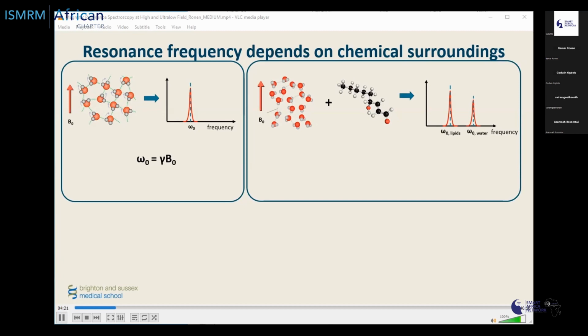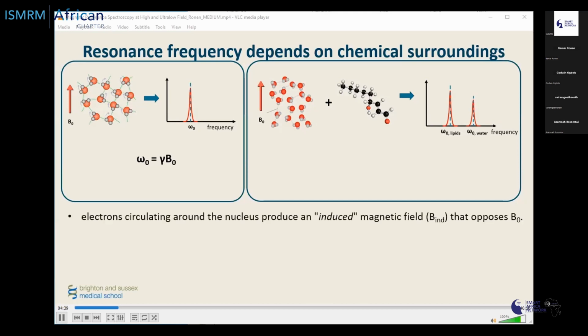And the resonance frequency, we said that it only depends on the magnetic field and the gyromagnetic ratio. So how come we have two frequencies in this case? Well, we have to consider what is the actual magnetic field that the protons feel within each of the protons, either in water or in lipids.